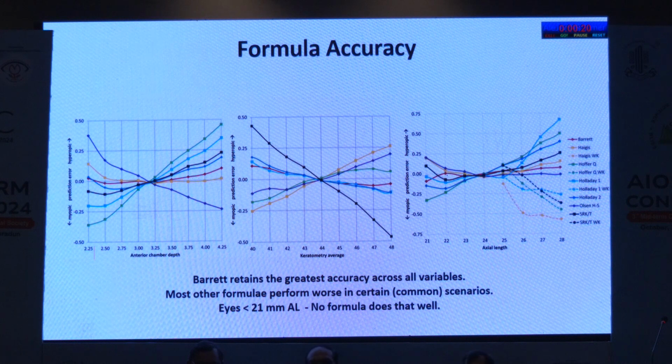So across the various AC depth, various keratometry and various axial length readings, the formula that tends to maintain its accuracy is Barrett's.